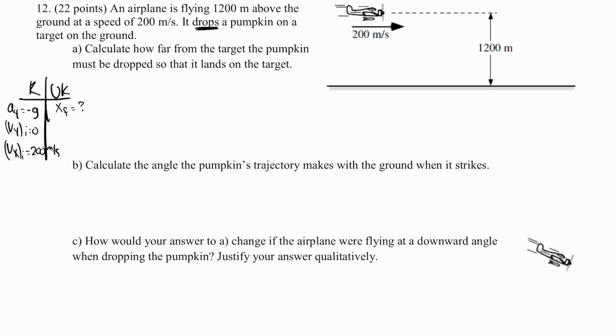But in order to do this, we're going to need to also know the time of flight. Now, in order to find the time of flight for any projectile, you just need to know the vertical displacement. And we actually do know what that is. It's -1,200 meters.